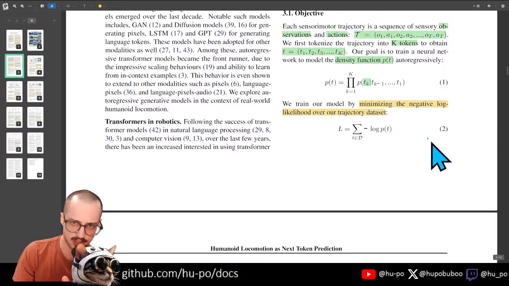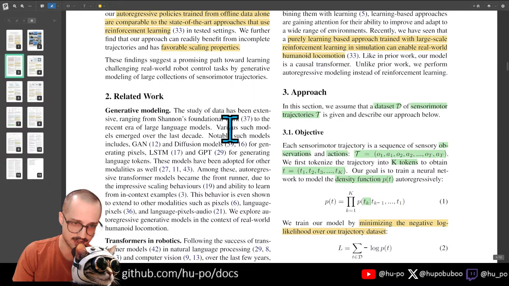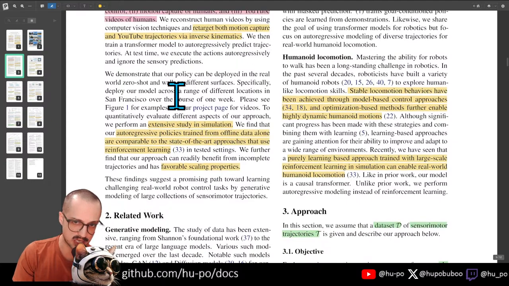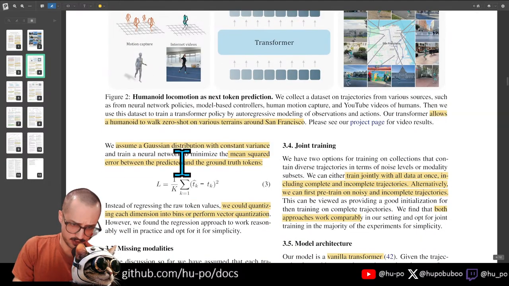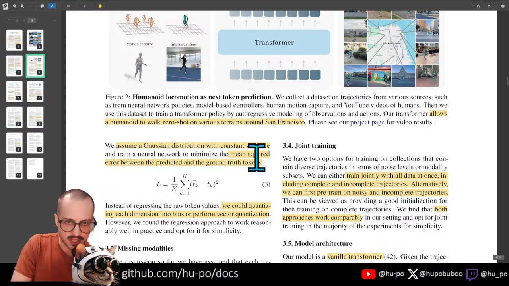The way that they're going to do this is they're going to minimize the negative log likelihood over the trajectory data set, where the trajectory data set is going to be this huge mishmash of different data. And then if we keep scrolling down here, they're going to assume a Gaussian distribution with a constant variance and train a neural network to minimize the mean squared error between the predicted and the ground truth tokens. And this is something a little bit interesting here, where instead of regressing the raw token values, we could quantize each dimension into bins or perform vector quantization. However, we found a regression approach to work reasonably well in practice and opt for simplicity.